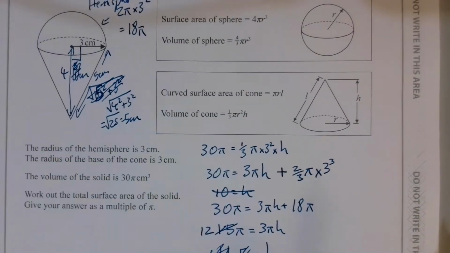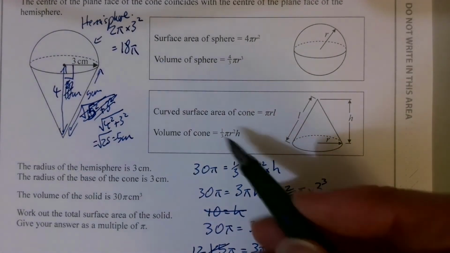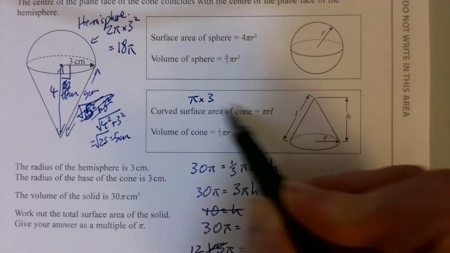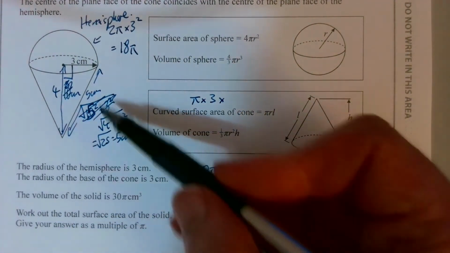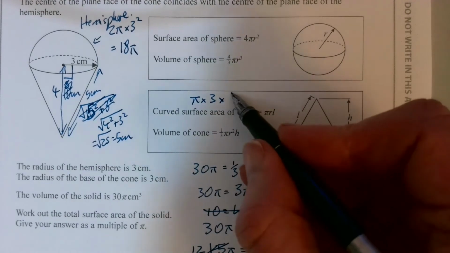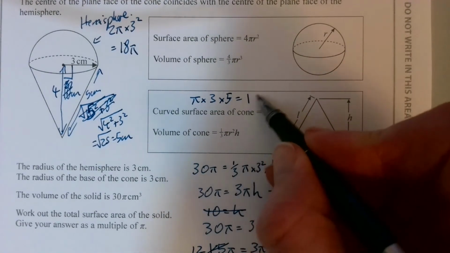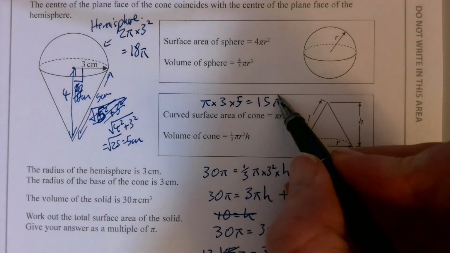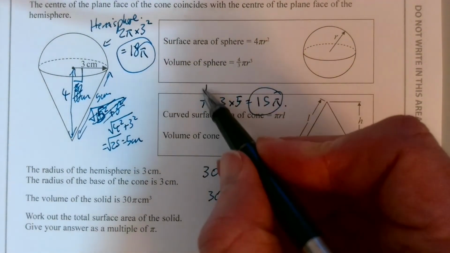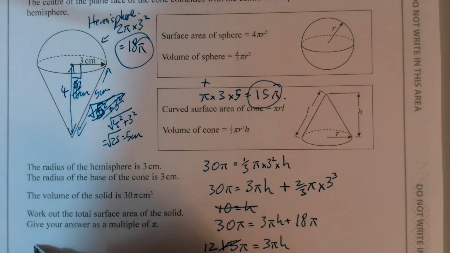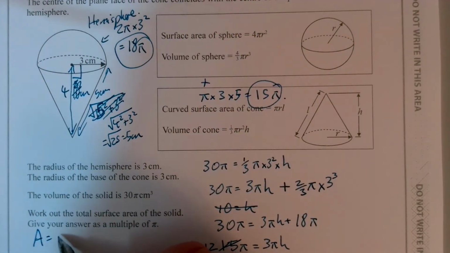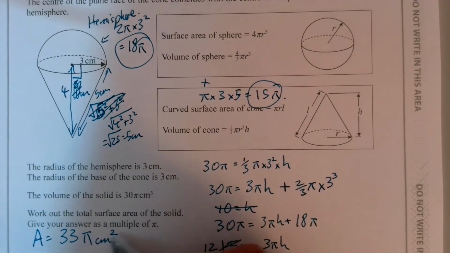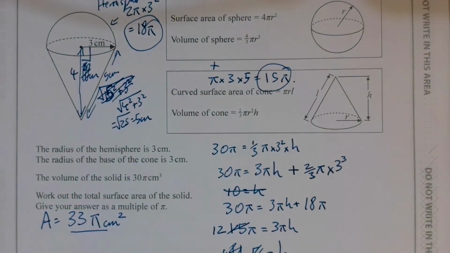And that means we can now do the surface area by doing pi times 3, which is the radius, times the sloped side, which is 5. 3 times 5 is 15 pi. So the total surface area is this one plus that one. 18 plus 15 equals 33 pi centimetres squared. Got there in the end.